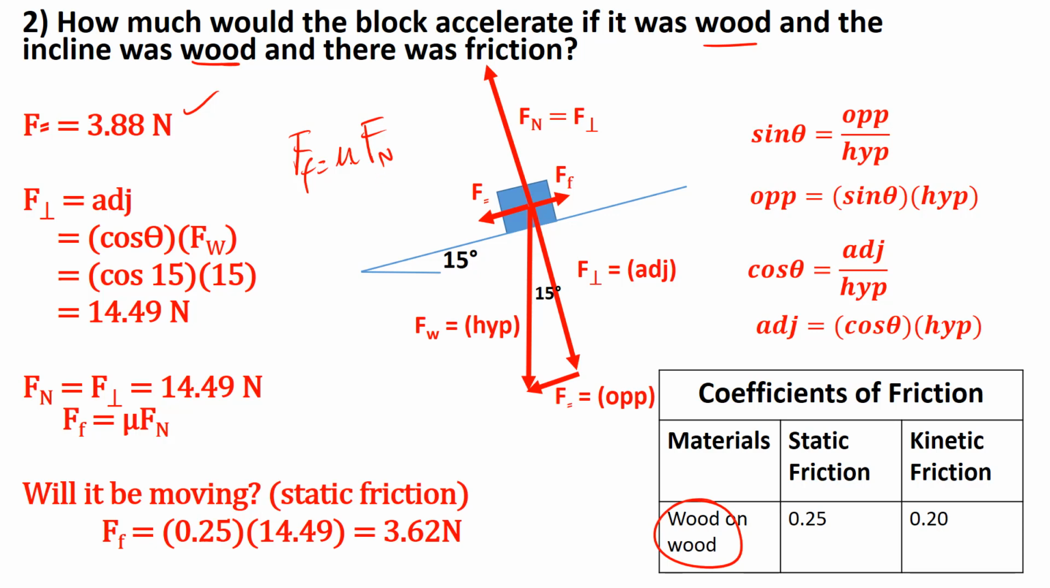You need the normal force and you need the coefficient of friction. So in order to find the force of friction, I'm going to find the force into the hill. The force into the hill is going to be the adjacent side, so it's going to be a cosine. It's cosine times the hypotenuse, which is the weight. So cosine of 15 times the 15, once again, if you're in degrees, is going to give you 14.49. So that's our force that's going to be into the hill.